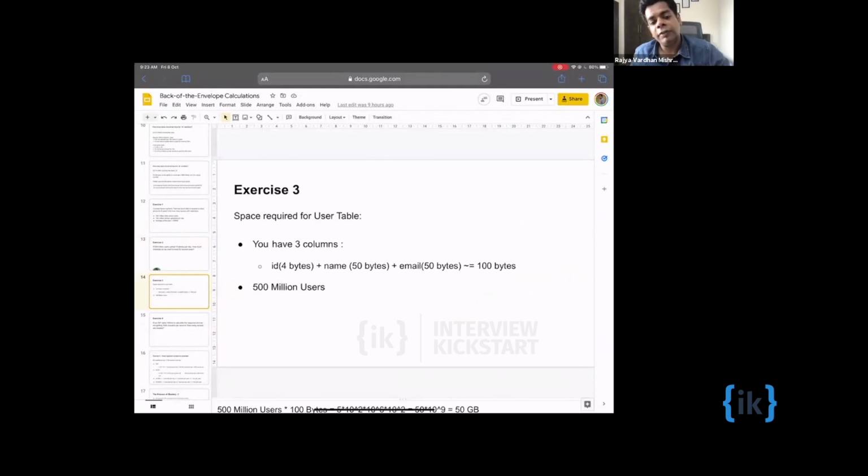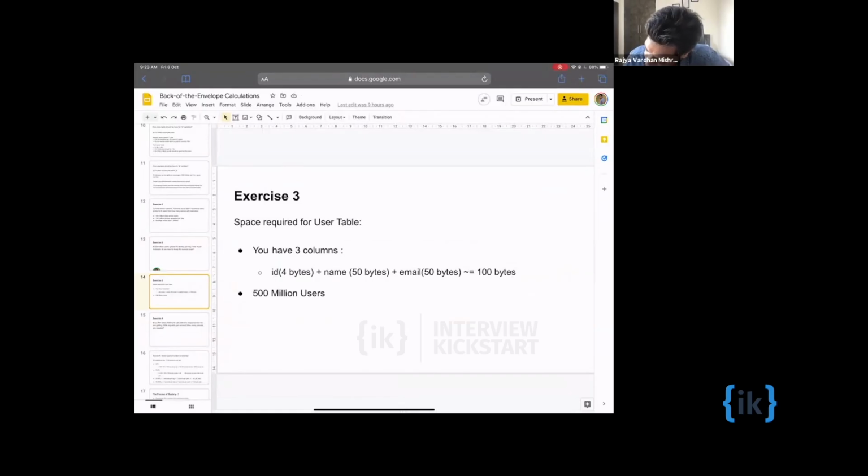Okay. So exercise 3 is very similar to the previous exercise. You have 3 columns for a user table: ID, name, and email. That is around 100 bytes. 500 million users are there. So how much space will be required by the user table for 6 years?